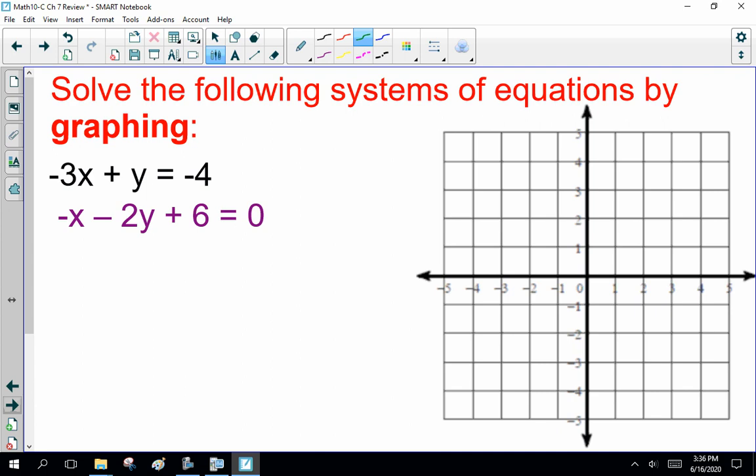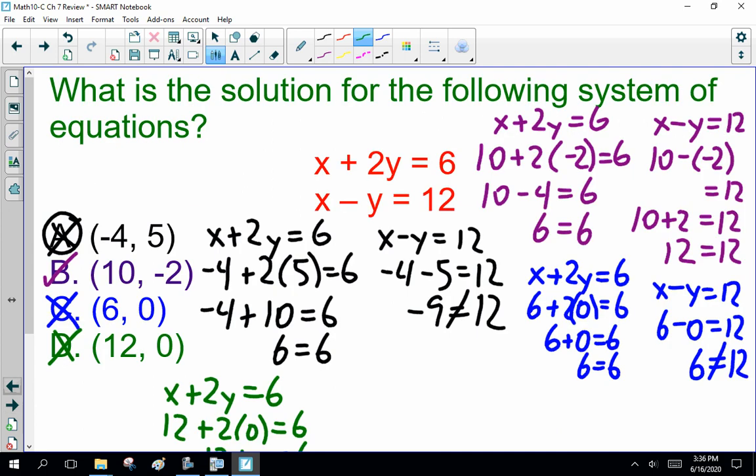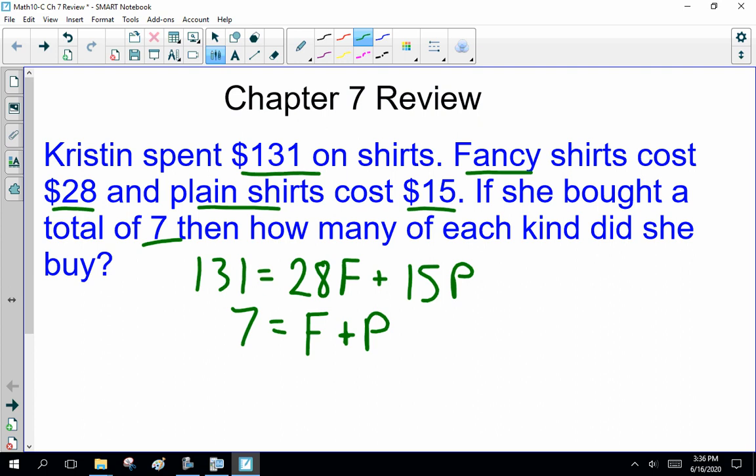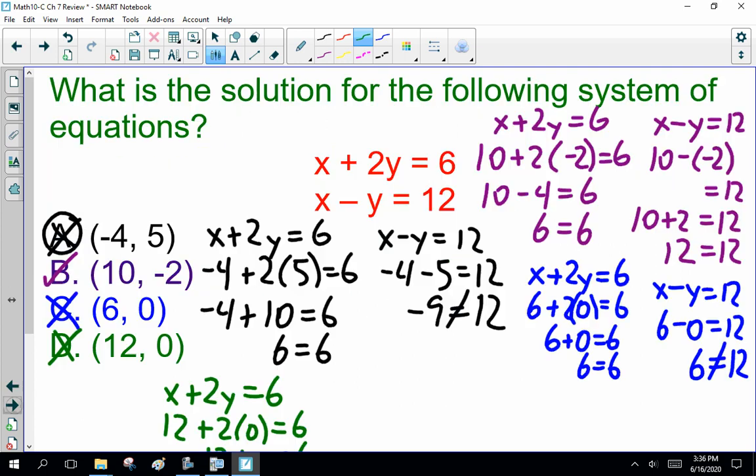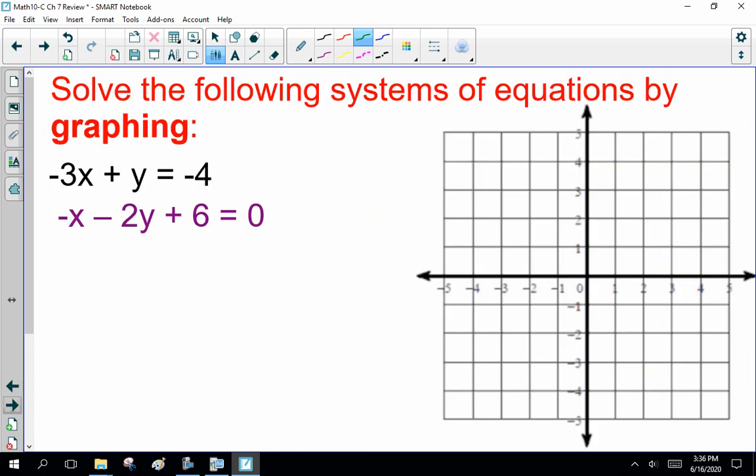Now, how do we get those solutions? Where do these numbers come from? Minus 4 and 5, 10 and minus 2. Or how do we solve these word equations? Well, there's 3 ways that I expect you to know. The first is solving systems of equations by graphing.